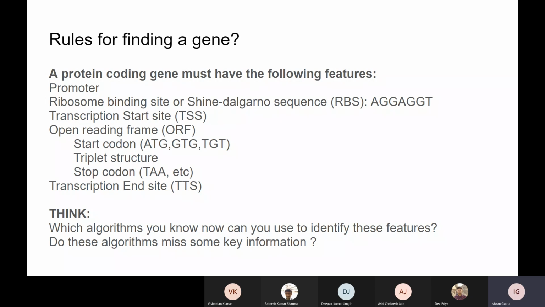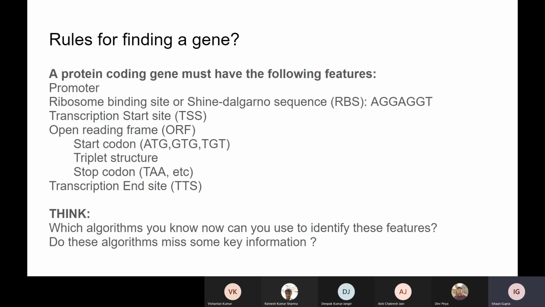So can you think about some of the algorithms that we have discussed in the course so far that could be used to identify, let us say, the promoter sequence? How would you identify the promoter sequence? Any of the previous algorithms that have been taught in class? Yes. These promoters have a specific TATA box and a Pribnow box. Yes, both can be identified using the algorithms we learned in the last class.